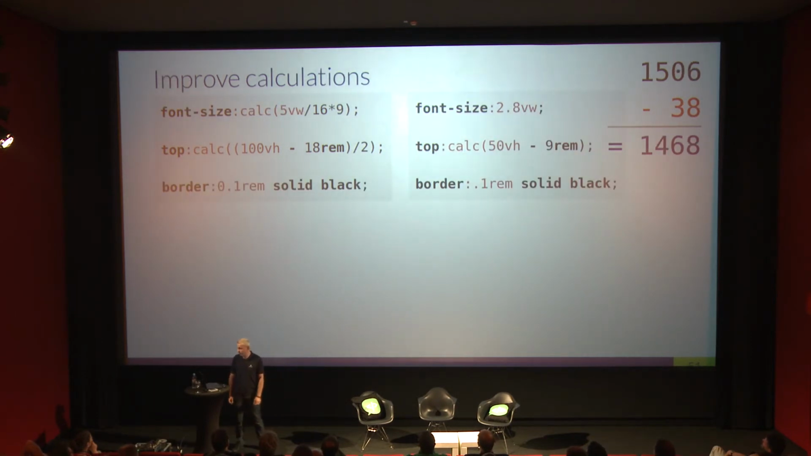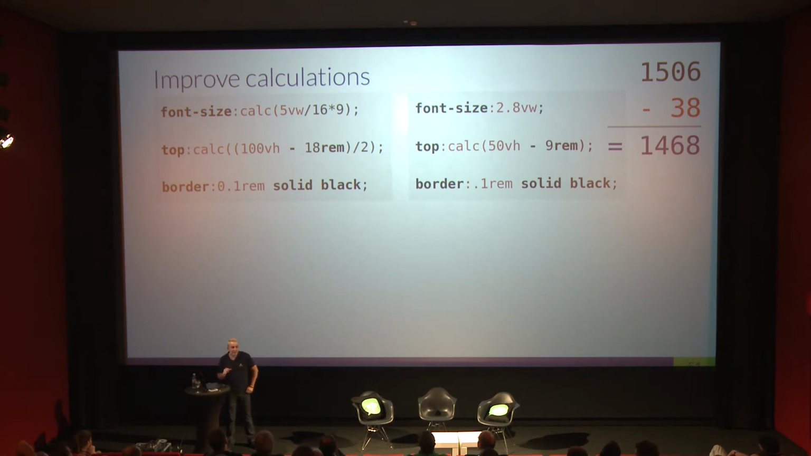We can improve the calculations. The first calculation is just some static calculation we can do by ourselves or with a calculator. 5 VW divided by 16 multiplied by 9 is 2.8125 VW, and to save some more bytes, I just round this to 2.8 VW. The second thing, I cannot remove the calculation completely, but I can do the division by 2 by myself. I can divide 100 by 2 and 18 by 2, leaving us with the thing on the right side.